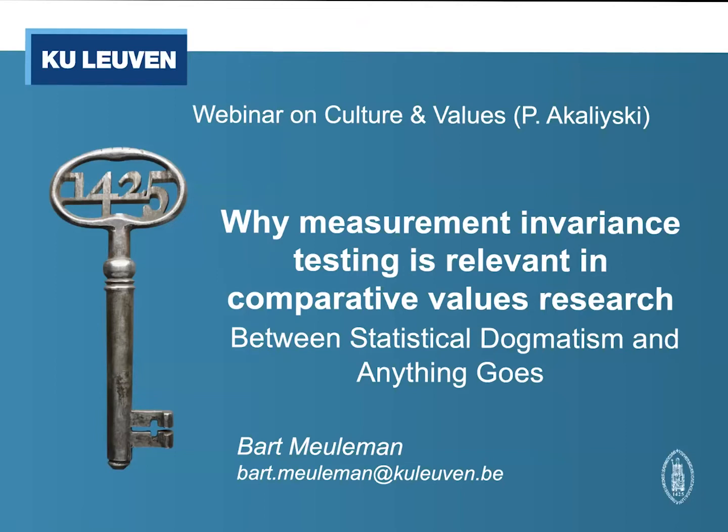Okay, so what is the topic of my presentation today? It's about measurement invariance, and I want to address the question whether the way in which we use measurement invariance tests is really helping us forward when we want to do comparative research. I have a subtitle: between statistical dogmatism and anything goes. I hope this suggests to you that I'm going to try to take a bit of a nuanced position here and make a bit of an overview of things that are relevant in this technique, but also things that we could do better.